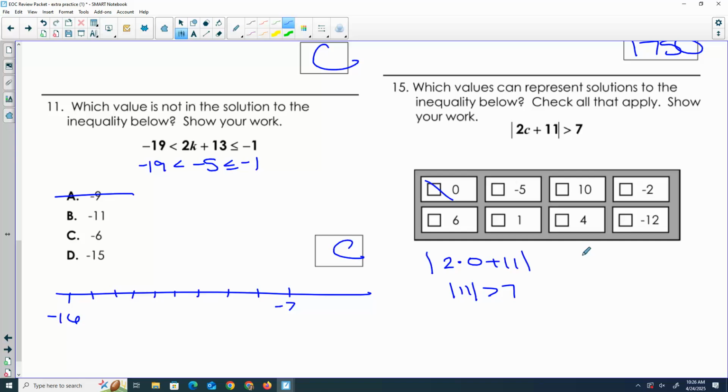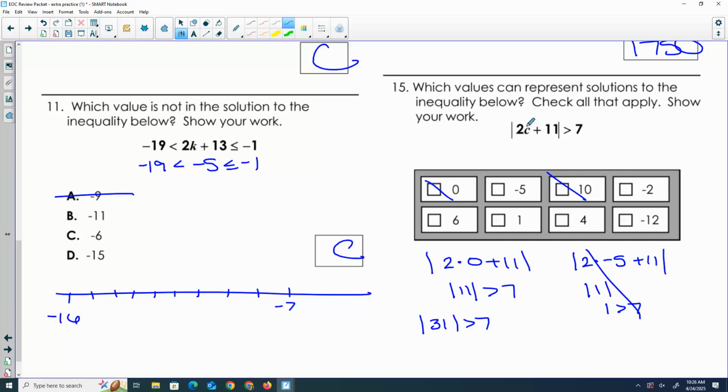So 0 works. If I put in a negative 5, in your calculator you can do 2 times negative 5 plus 11. And that gives you 1. The absolute value of 1 is 1. Is 1 bigger than 7? No. So negative 5 doesn't work. Try 10. So if I put in 10, 2 times 10 plus 11 is 31. Is the absolute value of 31 bigger than 7? Yes.